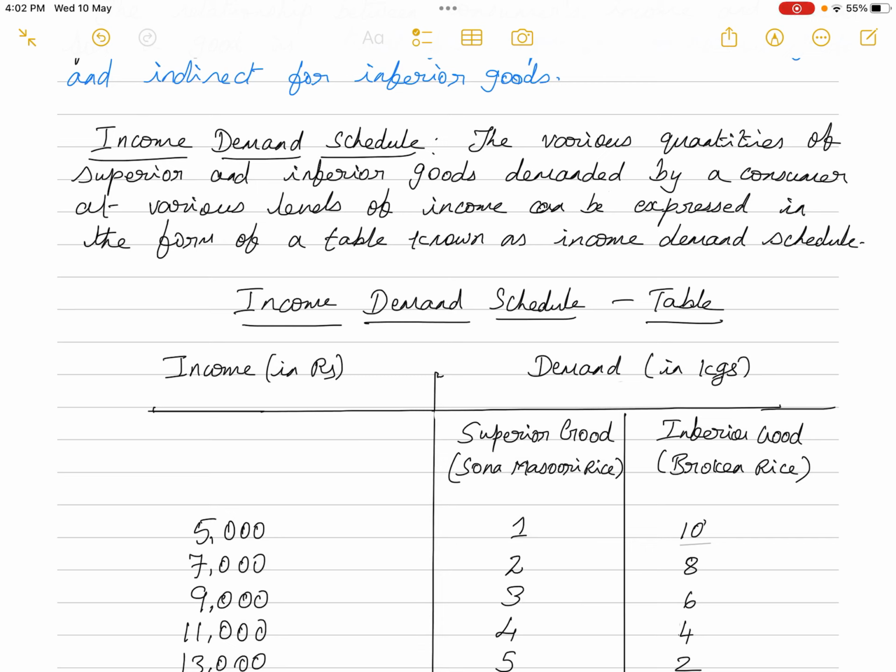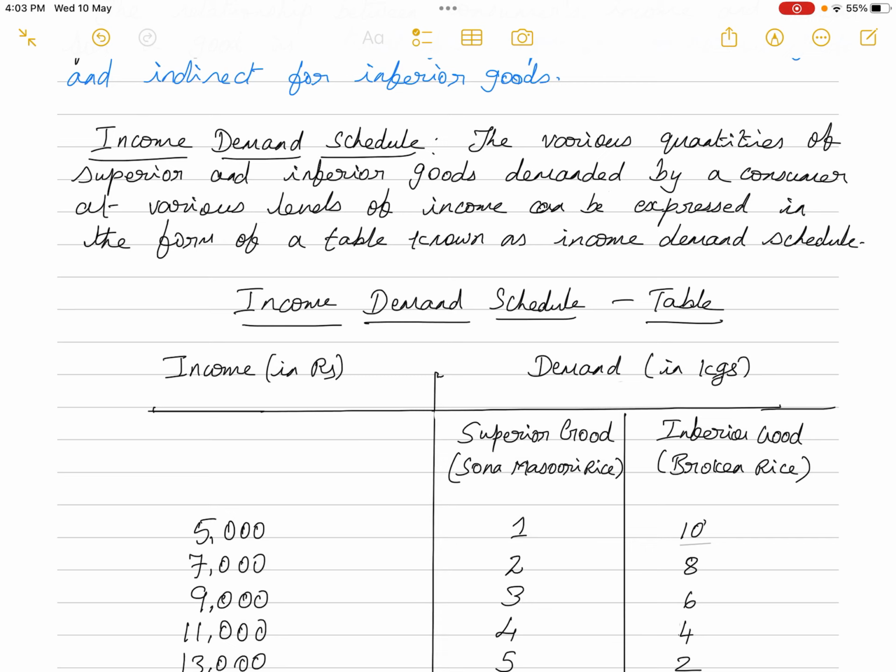First, let us check out the income demand schedule. What is the meaning of income demand schedule? The consumer has a definite set of quantities demanded of superior and inferior commodities at various levels of income. When my income is rupees 10,000, this is the quantity I am going to demand of the superior good, and this is the quantity I am going to demand of the inferior good. If my income increases to 20,000, how much will be the quantity demanded of the superior good and of the inferior good? If you arrange this in the form of a table or a schedule, that is what is known as the income demand schedule.